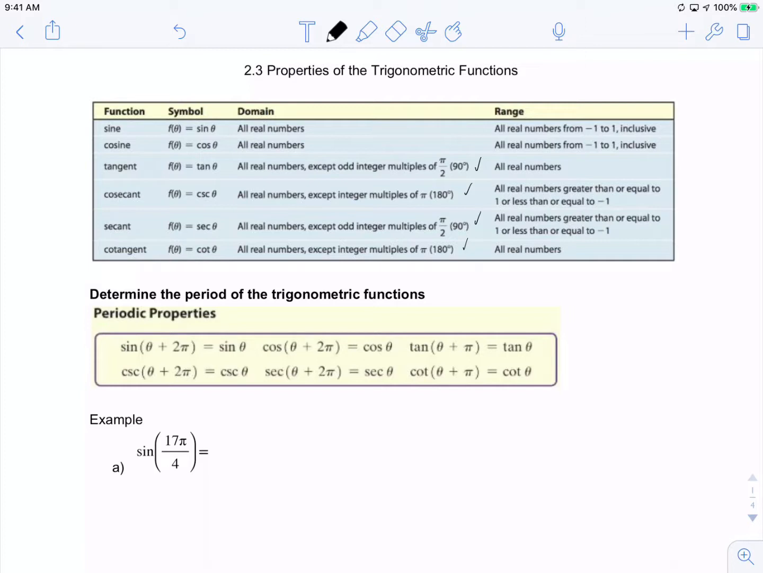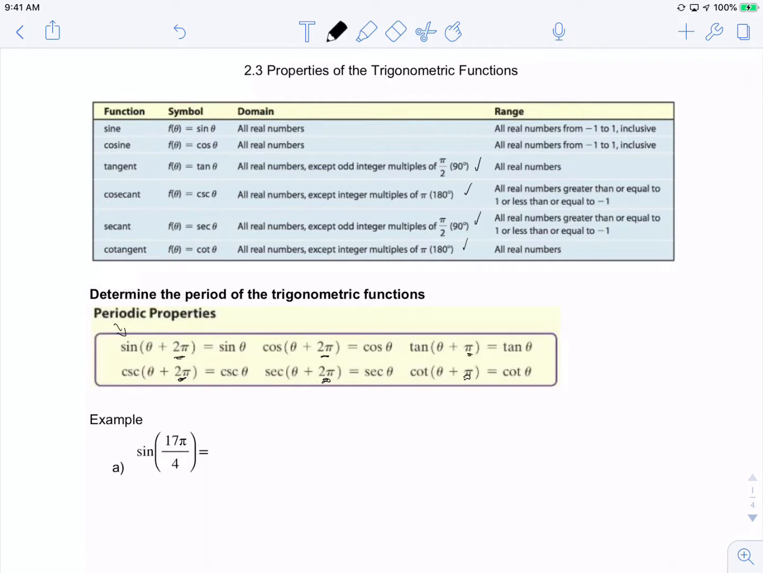Okay, when we're talking about the period, this is an excellent chart. What this chart demonstrates is the periods for each of the functions. So we can see, for sine, which is this first one, the period is 2 pi. For cosine, it's 2 pi. For cosecant, it's 2 pi. And secant, it's 2 pi. And then for tangent and cotangent, their period is pi. Now, what a period means is it's a repetition.